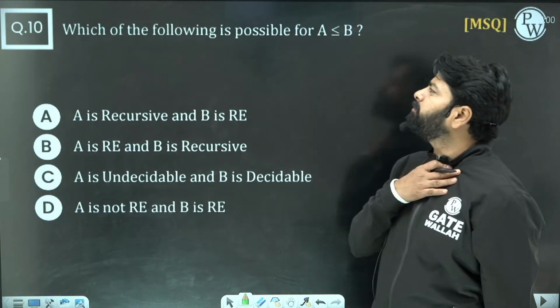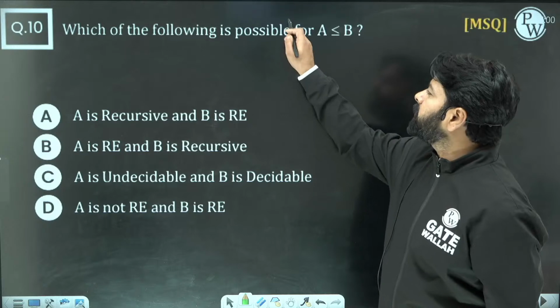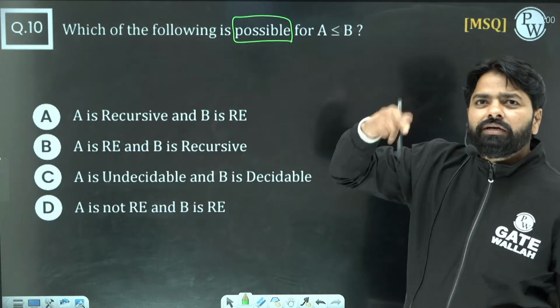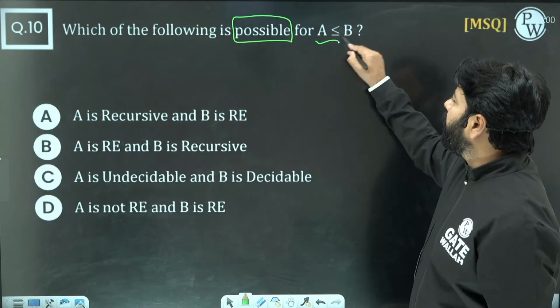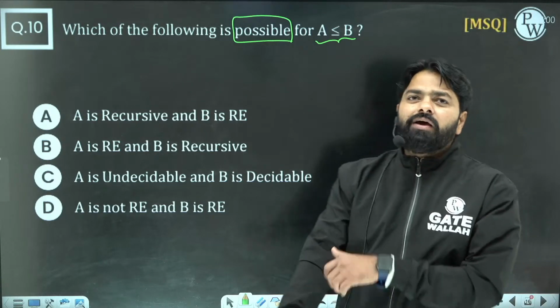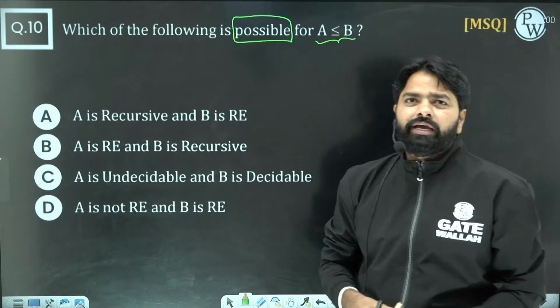Which of the following is possible? Again, possibility, one of the GATE model questions. For A reducible to B, let's see again who will answer. Two questions I asked today, possibility.